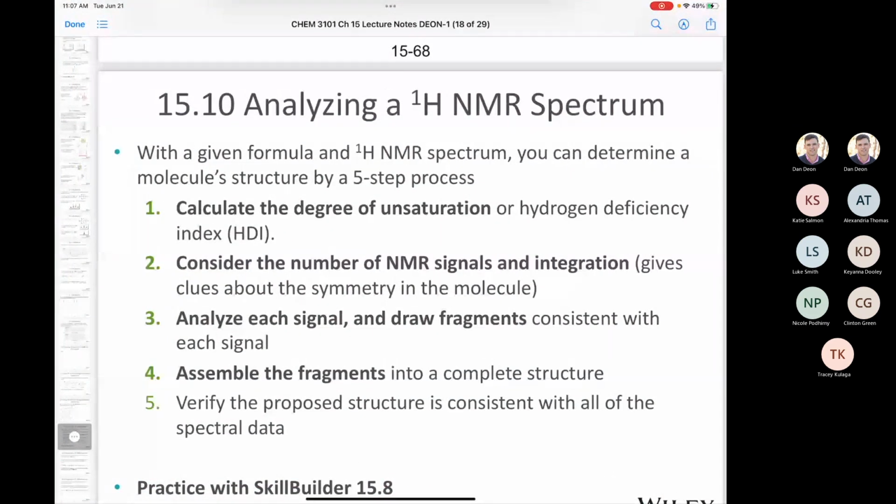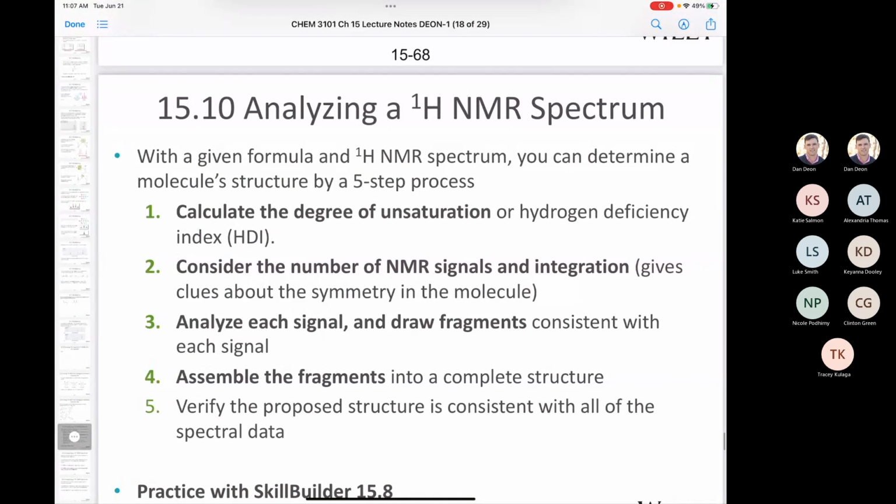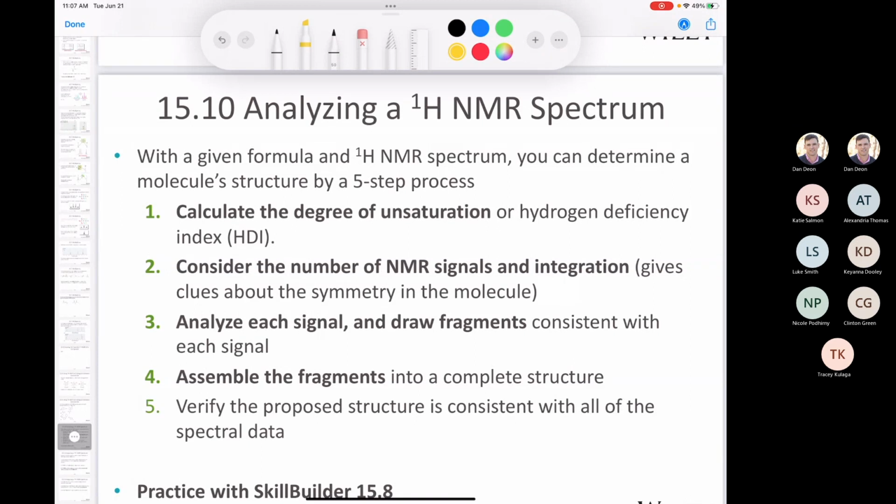Okay, Chemistry 3101. We left off at section 15.10, and I just want to do a quick review of this section with you. Section 15.10 deals with nothing more than how we analyze a proton NMR spectrum. We're going to look at some spectra today to get used to solving structures. There's kind of a step-by-step process that we take.